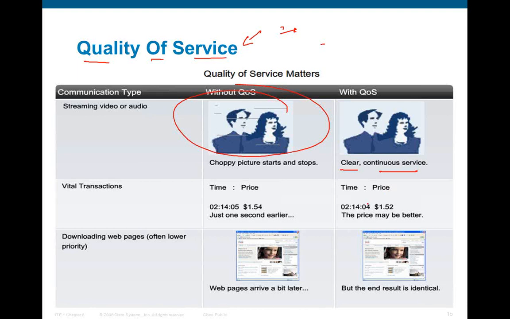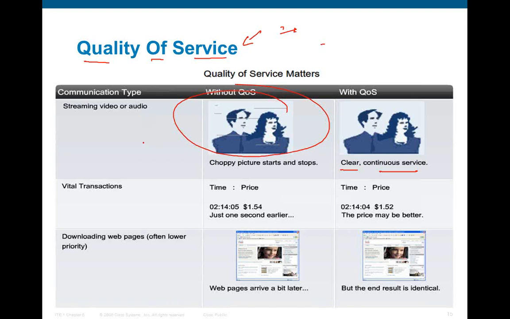Same with Messenger. You use Messenger in Facebook, Gmail, Google Hangout. All these messengers are time sensitive. It has to be delivered at once. So it has to be put in the front of the queue. So quality of service is nothing but queuing of service.